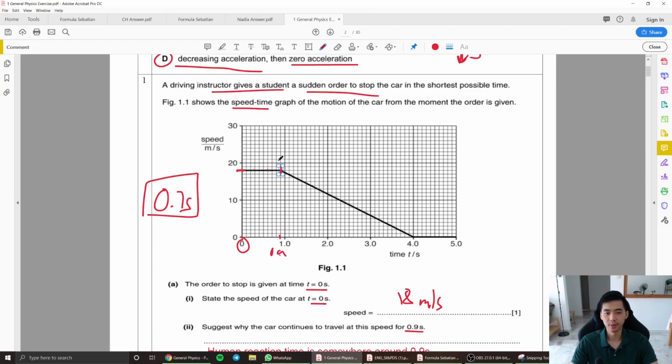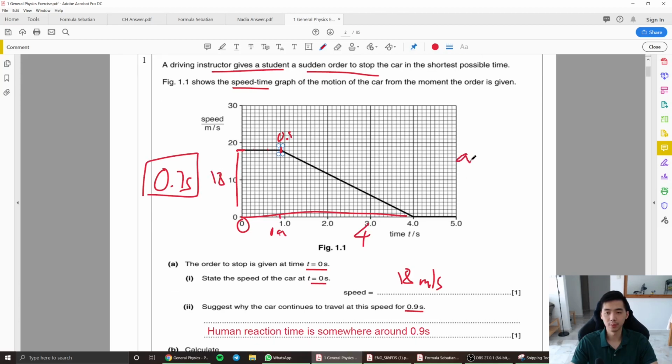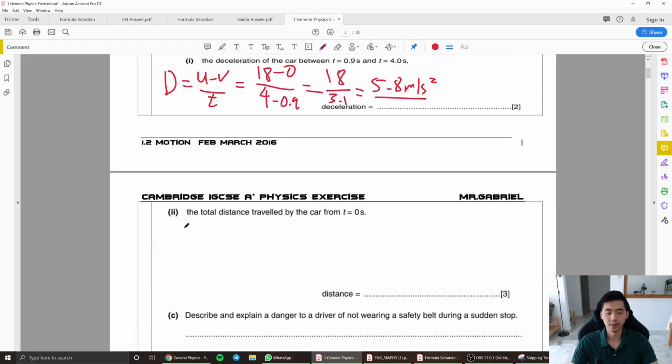This here is going to be 0.9. Here would have been a total of 4. Here would have been a total of 8. So the formula is supposed to be (a plus b) divided by 2 times c. This is going to be your a, this is going to be your b, divided by 2 times your c. So in this case, it will be 0.9 plus 4, divided by 2, multiplied by your 18. In this case, it will be 4.9 divided by 2 times 18. You'll get a total distance of 44.1 meters.